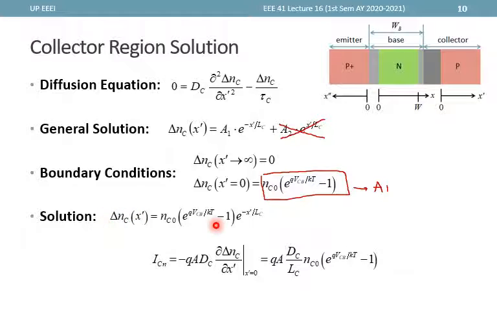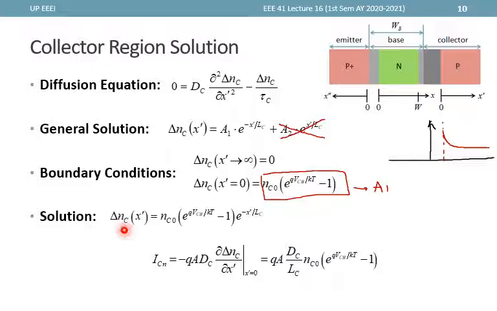We differentiate this term right here. This expression actually tells us that the excess minority electron concentration at the collector side decreases exponentially as we go along x prime. So that's why we get this shape right here when this junction is forward biased.